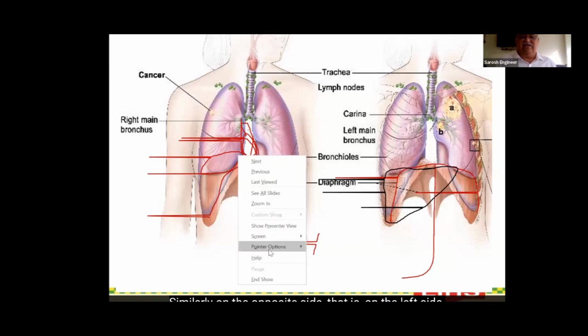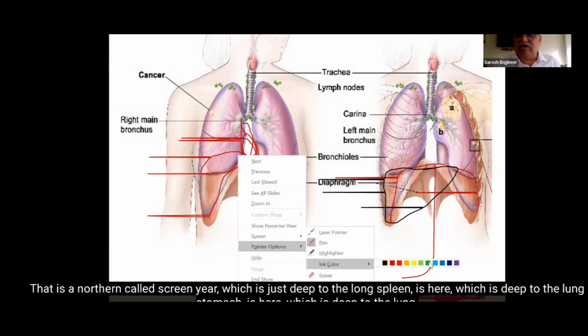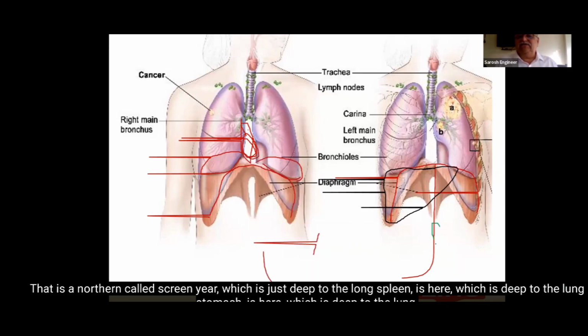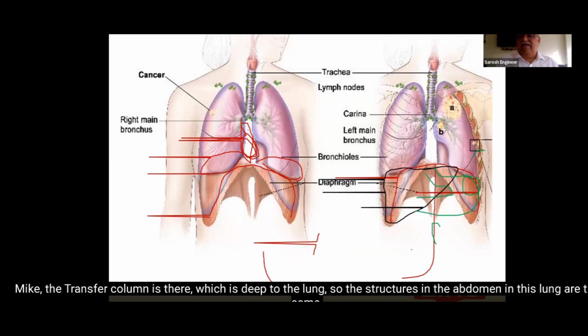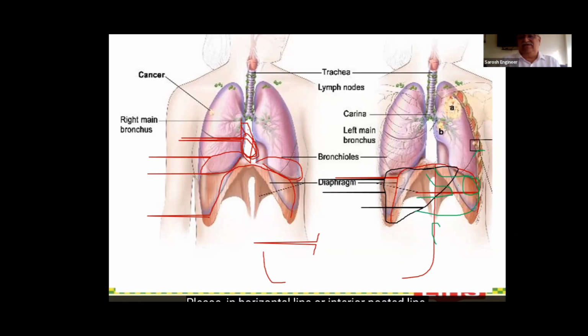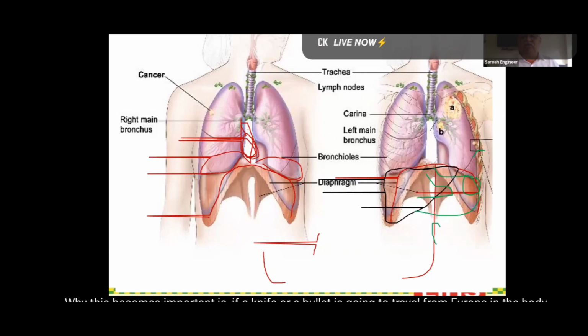Similarly, on the opposite side, that is on the left side, there is an organ called spleen here, which is just deep to the lung. Spleen is here, which is deep to the lung. Stomach is here, which is deep to the lung. Right? The transverse colon is there, which is deep to the lung. So the structures in the abdomen and the lung are in the same place in horizontal line or anterior posterior line.